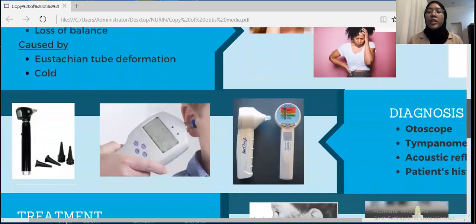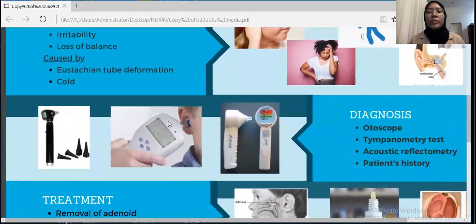To diagnose otitis media, first we have the otoscope. This is the otoscope, tympanometry test, acoustic reflectometry, and the doctors will mostly check the patient's history if there's any ear infections prior to the otitis media. So otoscope, the ear speculum will be inserted into the external ear to check the ear canal and eardrum.